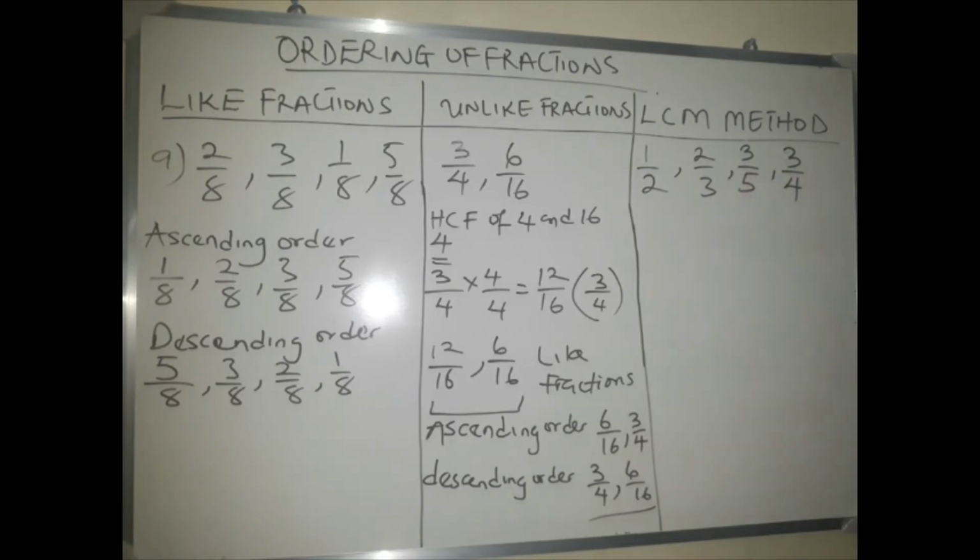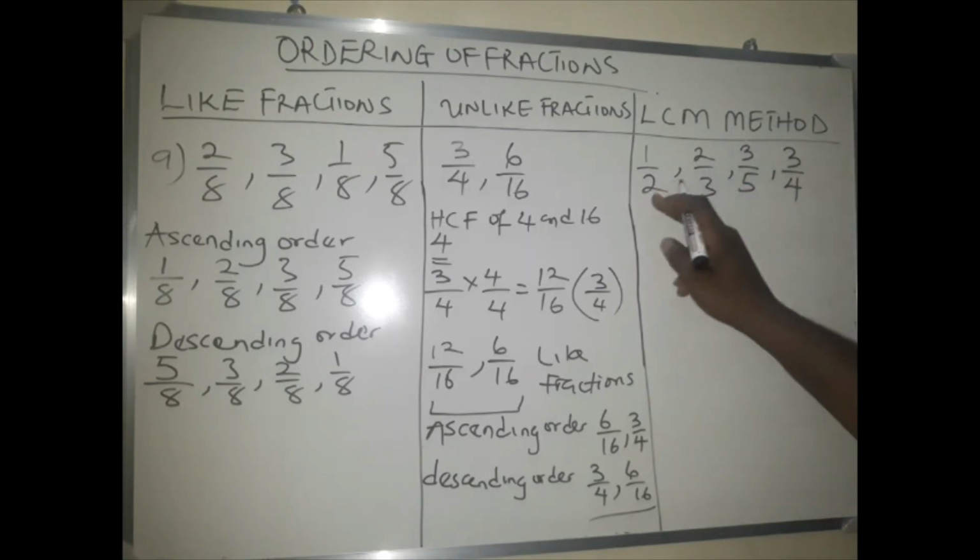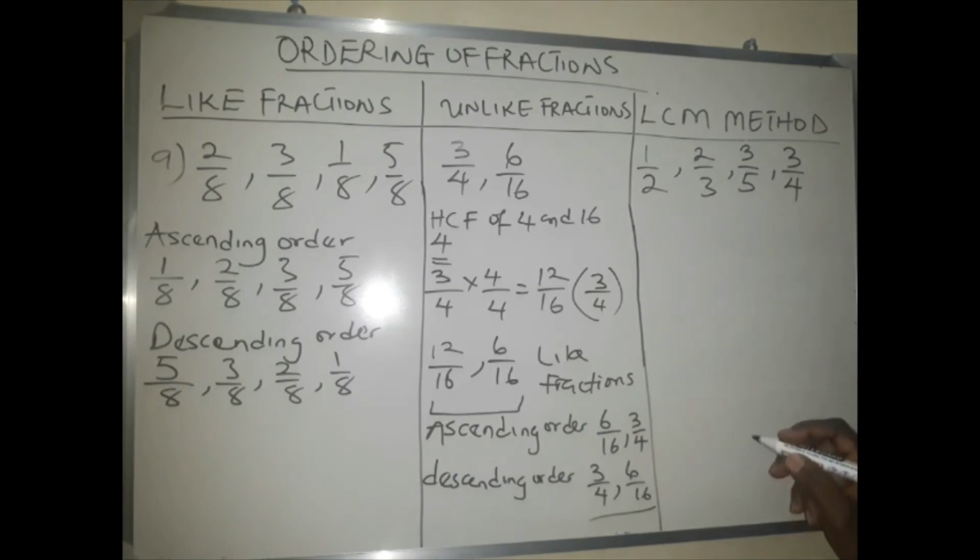So I want to apply a method which I call the LCM method, and it's something that you need to pay proper attention to so that you're not going to get lost and you'll be able to avoid making errors and mistakes. So in applying the LCM method to arranging fractions in ascending order, the first thing you should do is to find the LCM of all the denominators. Find the LCM of all the denominators.